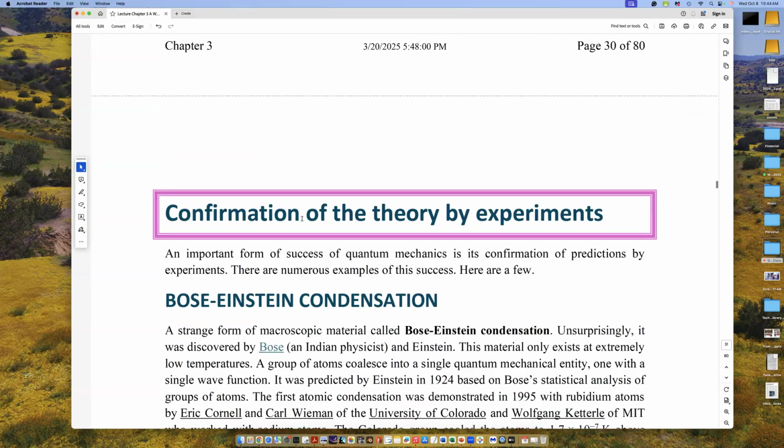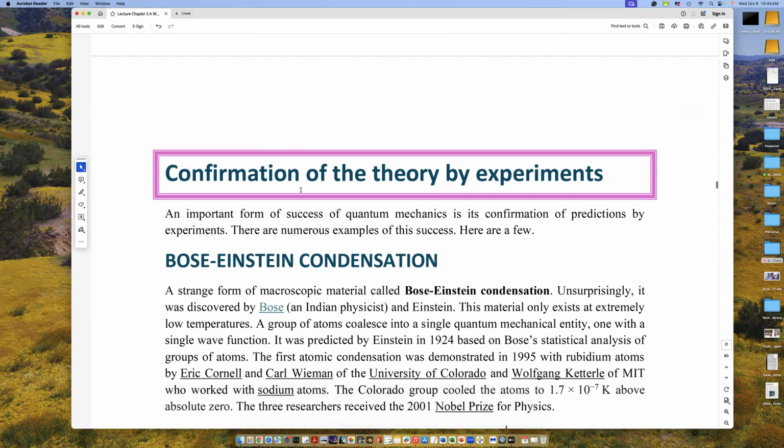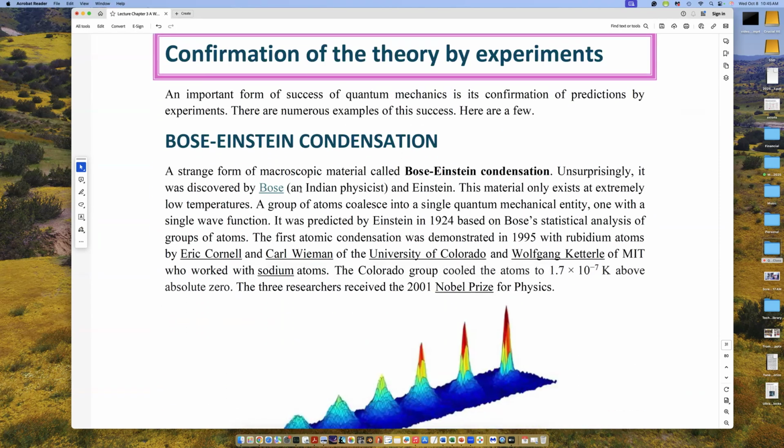So now let's look at some experiments that confirm the theory. Obviously, quantum mechanics works. Otherwise, we wouldn't be talking over the internet. We'd have to be in the same room to discuss these topics. But the experiments are really compelling.